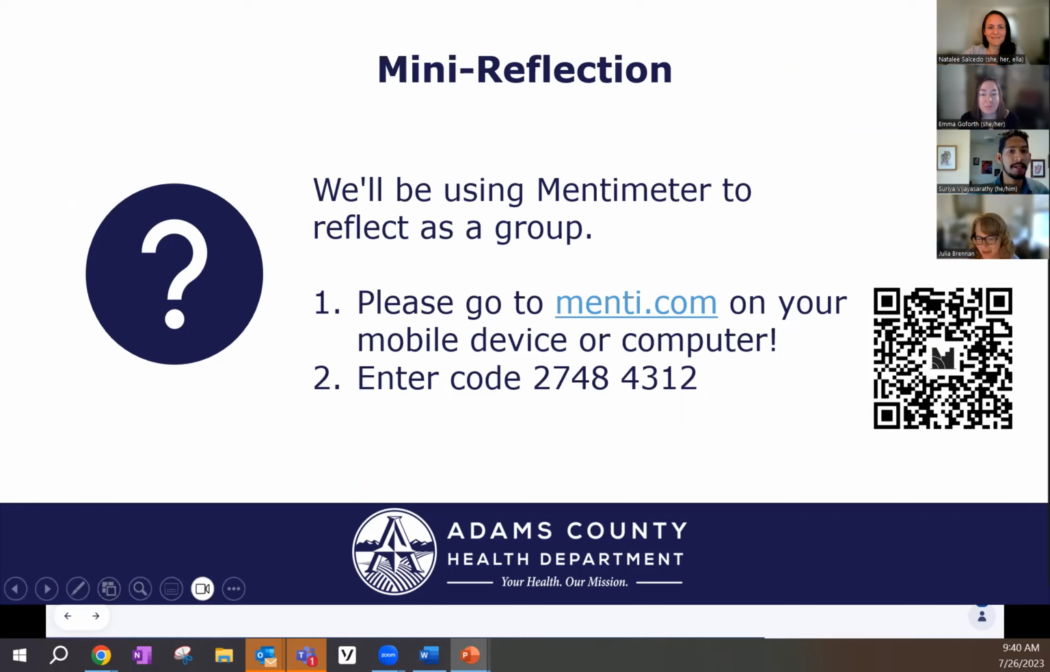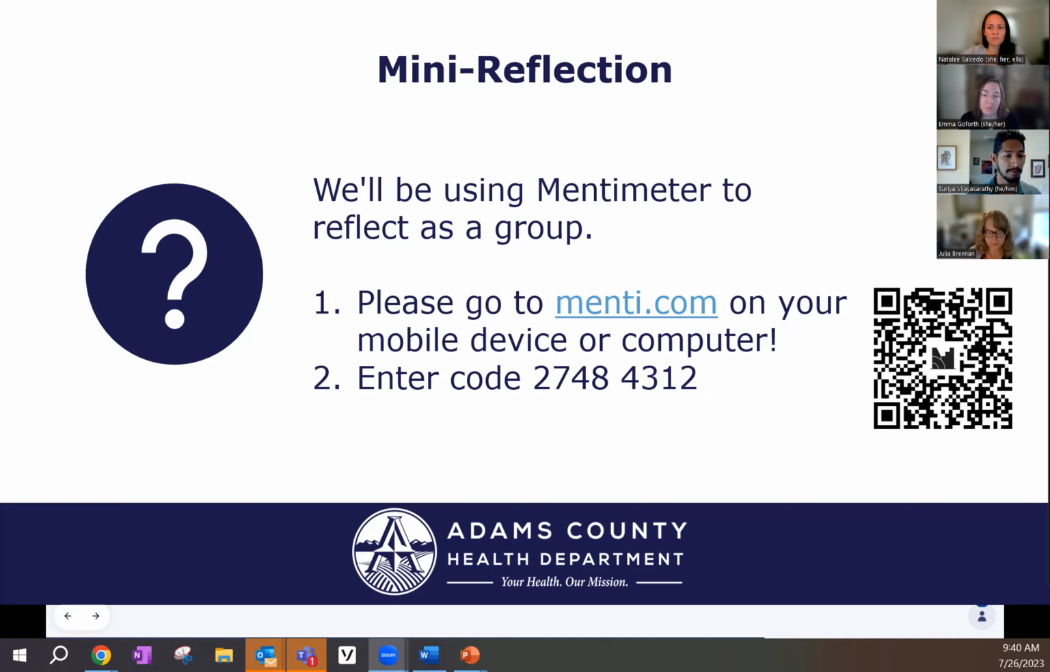Yeah, I really appreciate you saying that, Julia, about whether this data is surprising. Is this actually resonating with folks, is it surprising, or is this what we're actually seeing in the communities? And for our last Mentimeter reflection, we're actually going to answer that question. So let's go back to Mentimeter one more time.